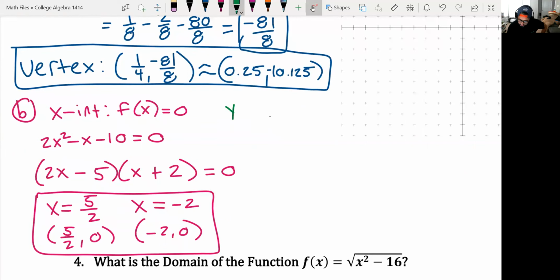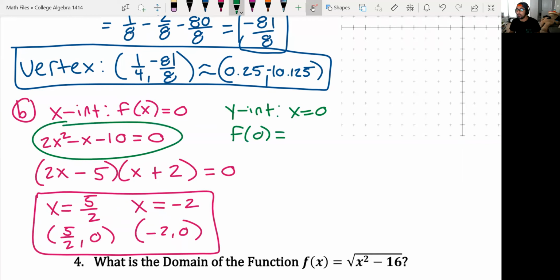Next is your y-intercept, where you let x equal 0. And f of 0, once again, I wrote the function over here to the left just to make it faster. If you plug in 0 for every x, you get 0, 0, and you're left with negative 10.